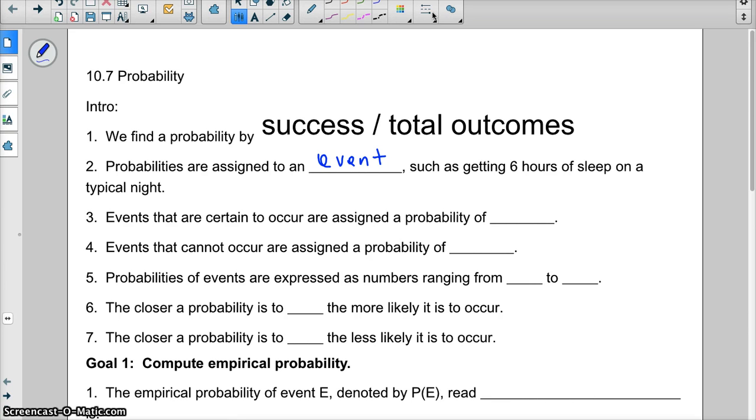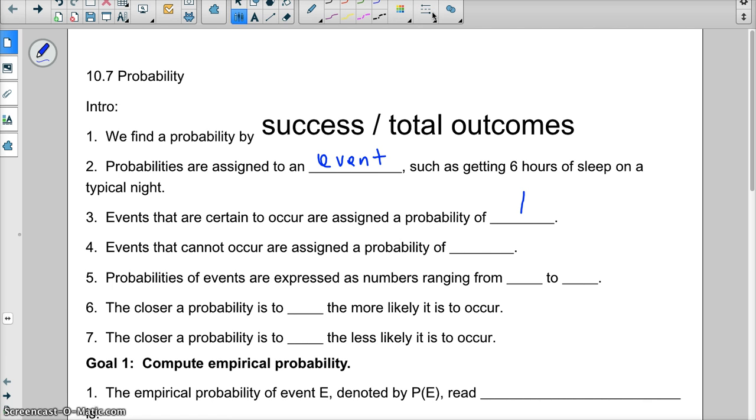Events that are certain to occur are assigned a probability of what? 1. Okay, let's talk about that. Where does the 1 come from? It's 100% that it's going to occur. For example, you will receive a grade for pre-calculus. What is the probability that everybody in this room is going to receive a year-end grade for pre-calculus? 100%. 100% that you will receive a grade, okay?